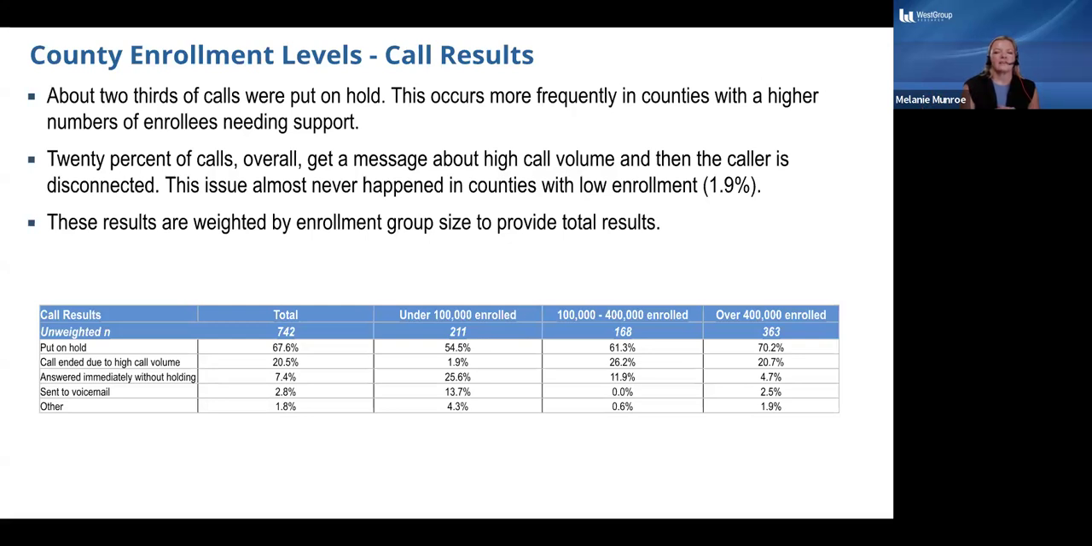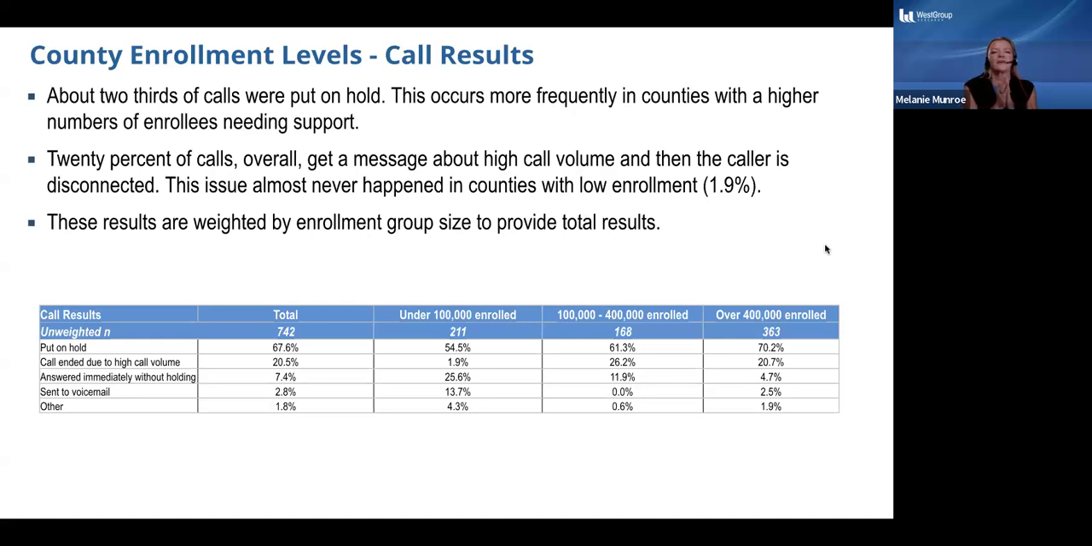Looking at calls answered immediately, the highest percentage of calls answered right away without having to wait on hold were counties where there were under 100,000 enrolled. These are smaller counties, those with less enrollment. This was about a quarter of those calls, or about 25% of calls in those counties. And then in the largest counties, only 5% were answered immediately without a hold.